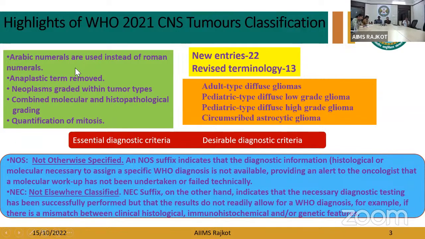In the new edition, the anaplastic term has been removed and neoplasms are graded within tumor types. It means previously there was anaplastic astrocytoma, but now it is termed as diffuse astrocytoma grade 3 or IDH mutant adult glioma grade 3. Then in the present edition, diagnosis and grading is based on combined molecular and histopathology. It means even if the tumor is not showing grade 4 changes, but if it is showing molecular features of grade 4, then the tumor is given as a grade 4 glioma.